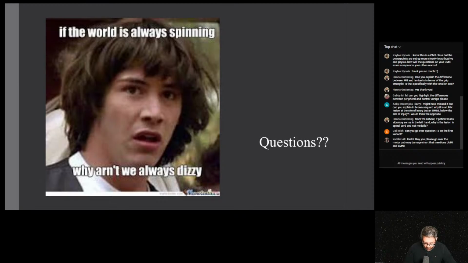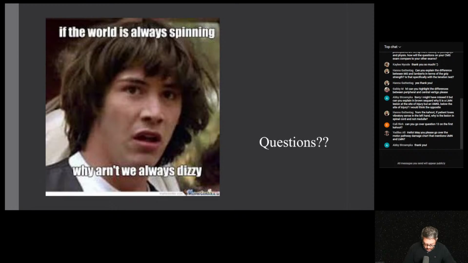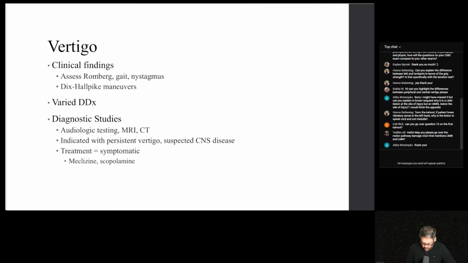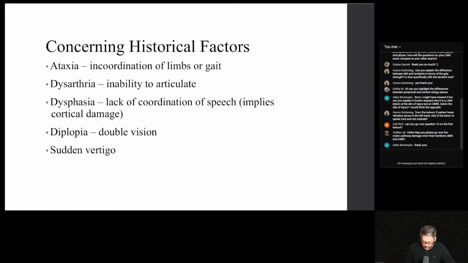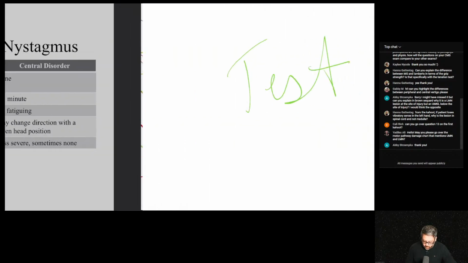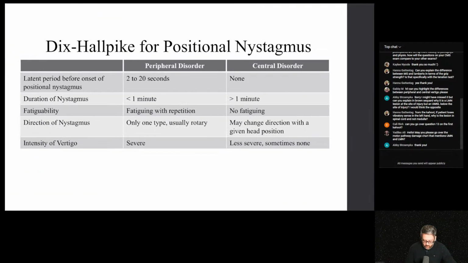The biggest table for that one that I want you to know. This is one of the big ones to know regarding peripheral and central vertigo. So make sure you really understand this one.